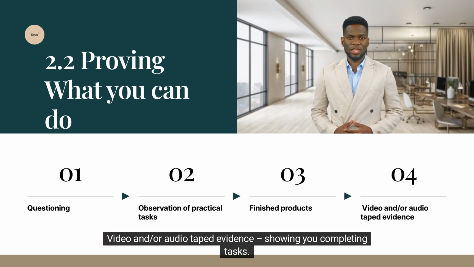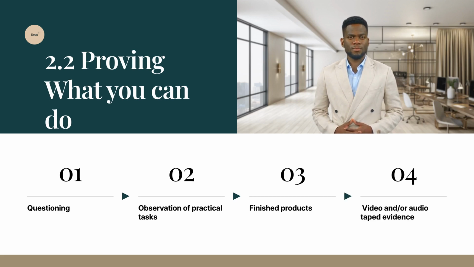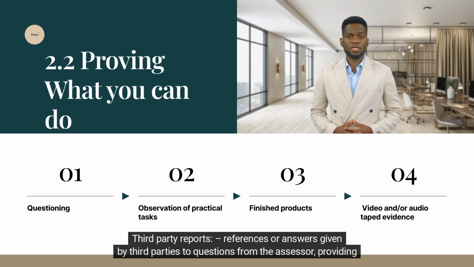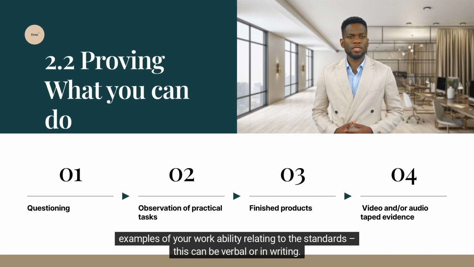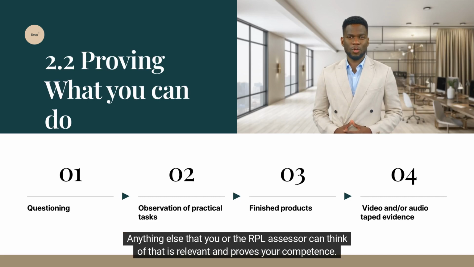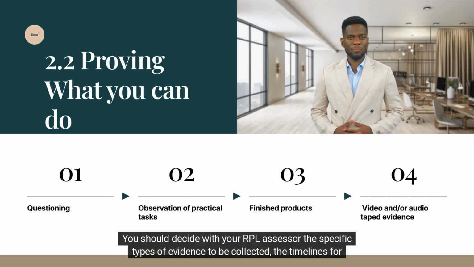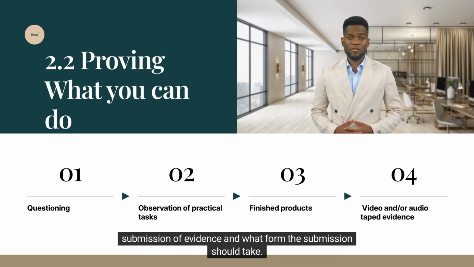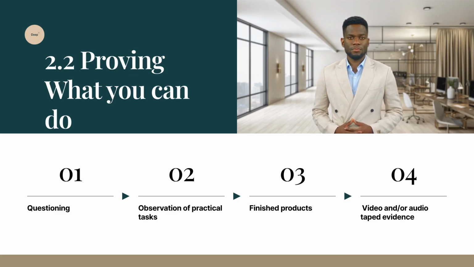Video and/or audio taped evidence, showing you completing tasks. Third-party reports: references or answers given by third parties to questions from the assessor, providing examples of your work ability relating to the standards. This can be verbal or in writing. Documents, such as relevant qualifications, transcripts, project plans and reports, minutes of meetings, correspondence, resources developed. Anything else that you or the RPL assessor can think of that is relevant and proves your competence. You should decide with your RPL assessor the specific types of evidence to be collected, the timelines for submission of evidence, and what form the submission should take.